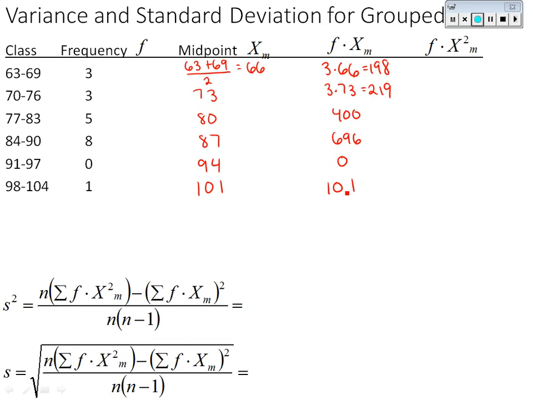Now here's where we start to get a little bit different. We now have to take frequency times each midpoint squared. You square the midpoint first, then you multiply it by the frequency. So it's not just taking this column and squaring the values. It literally means we have to take frequency times the midpoint, but just the midpoint is squared. I do want to make sure I emphasize that. Just the midpoint is squared.